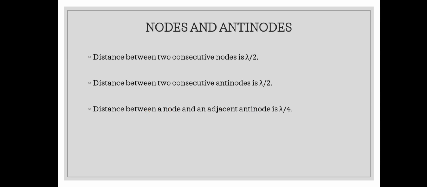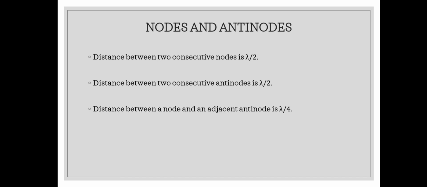So another note about nodes and antinodes. The distance between two consecutive nodes is lambda over 2. Lambda is the wavelength of the wave. The distance between two consecutive antinodes is also the same, lambda by 2. But the distance between a node and an adjacent antinode is lambda by 4.